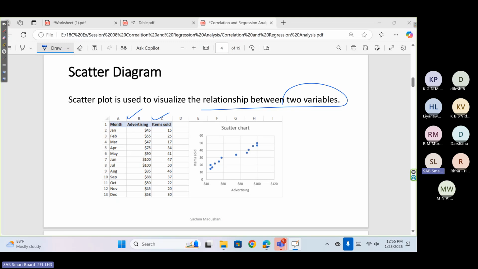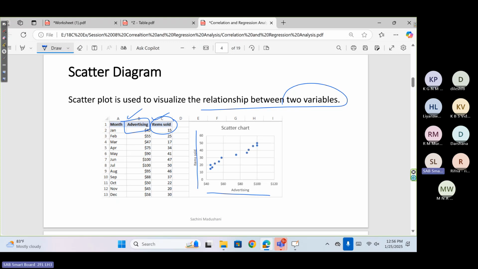Here advertising is the independent one, which means it is represented on the x-axis. Items sold is the dependent one. Why? The number of items sold changes according to the advertising expense. Therefore, items sold is the dependent one, displayed on the y-axis.